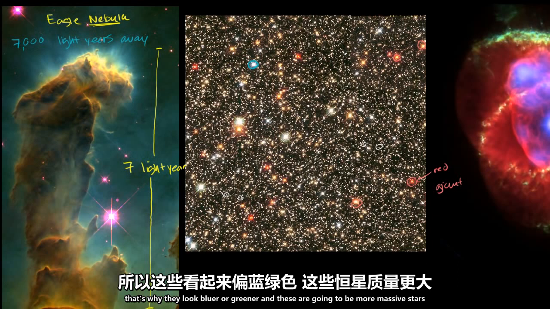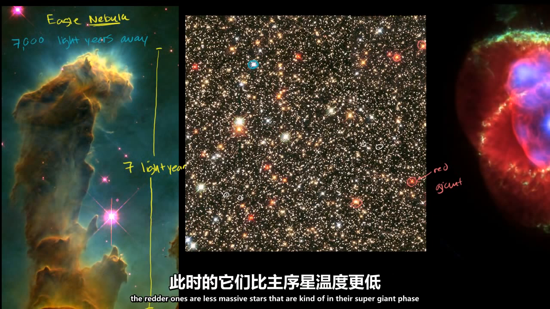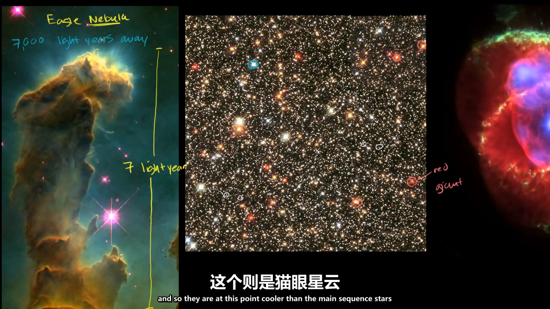And these are going to be more massive stars, the ones that look whiter or bluer or greener, while the redder ones are less massive stars that are in kind of their supergiant phase, and so they are at this point cooler than kind of the main sequence stars.